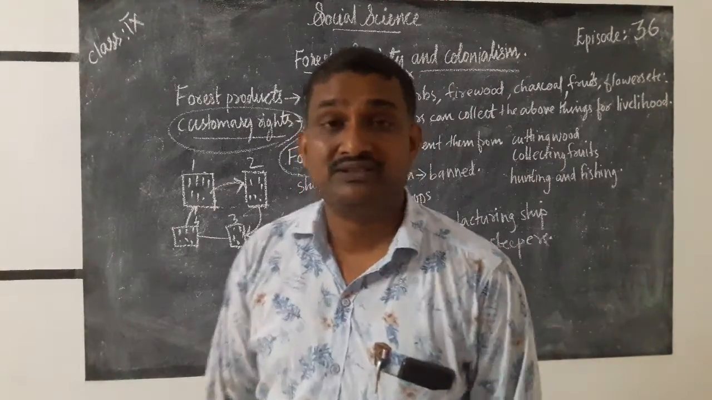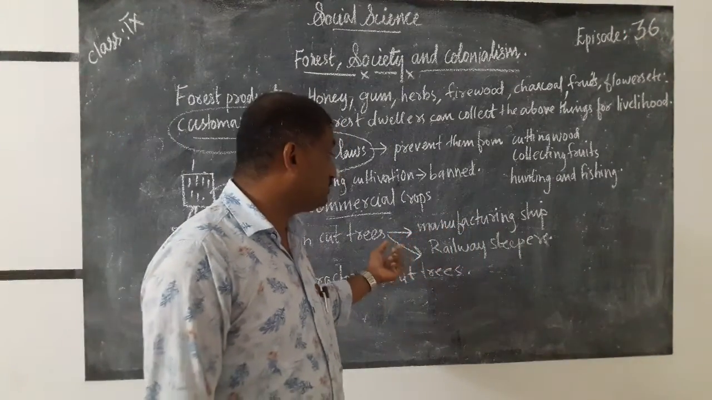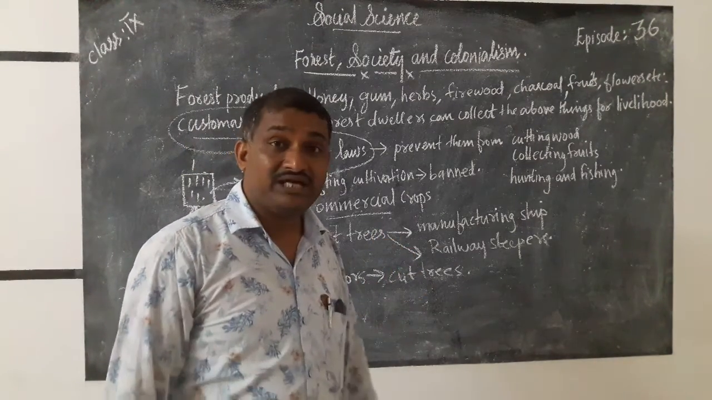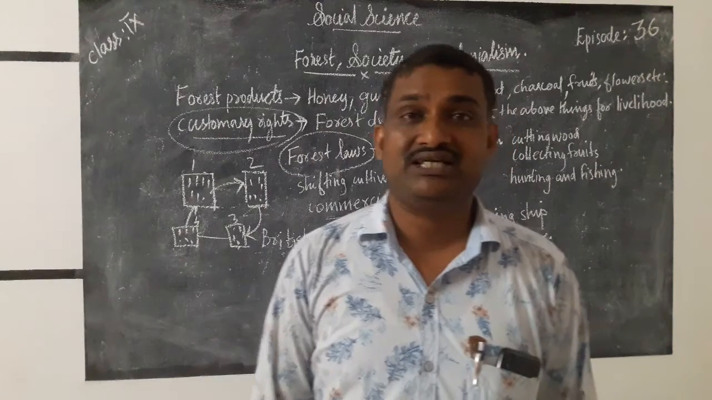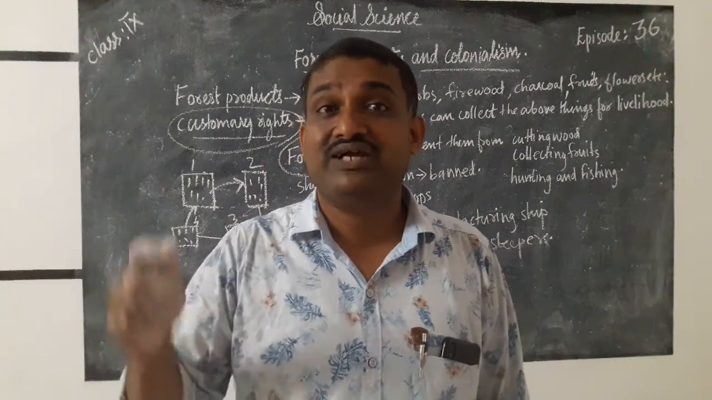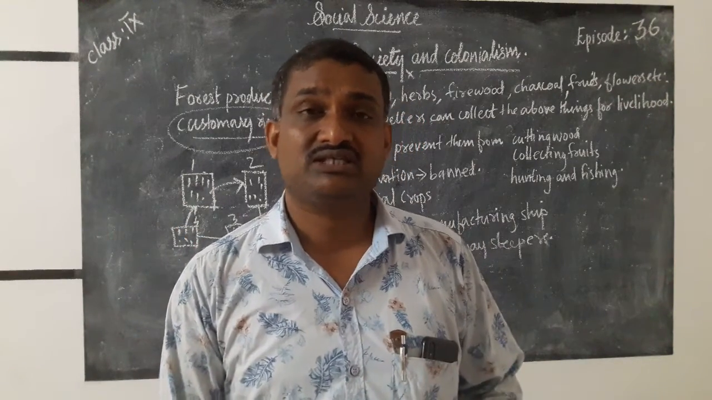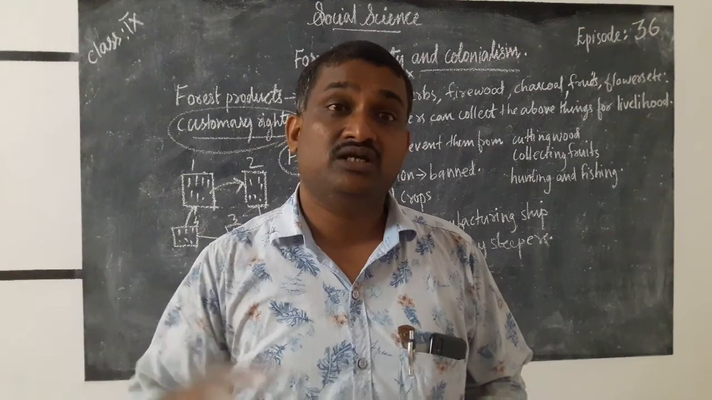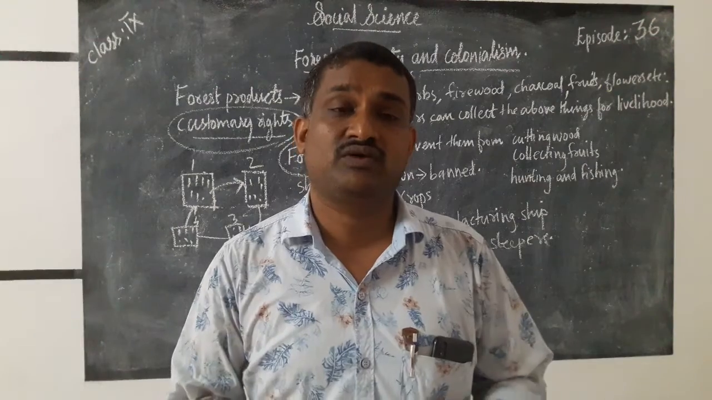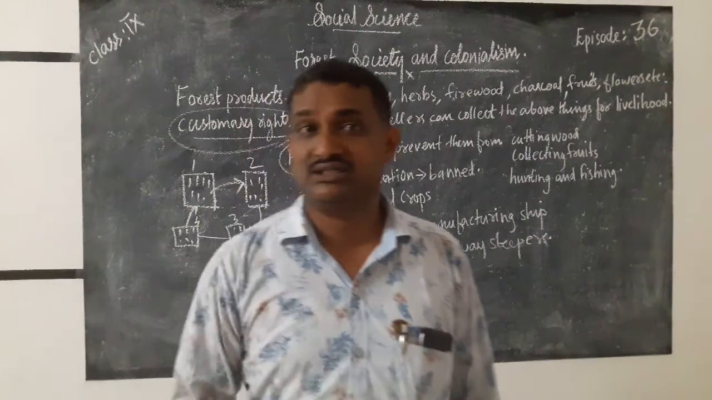So for what purpose did they begin to cut trees? To manufacture ships. For manufacturing ships, they cut trees. For railway sleepers, Britishers, you know that Britishers started railway lines in India. Why did they start railway lines and railway stations and other things in India? To export our items from one place to another place. For that purpose, they introduced the railway system in India.